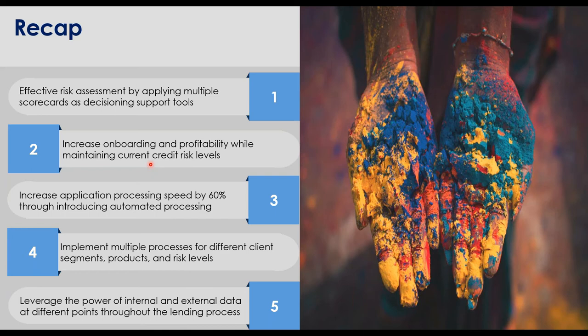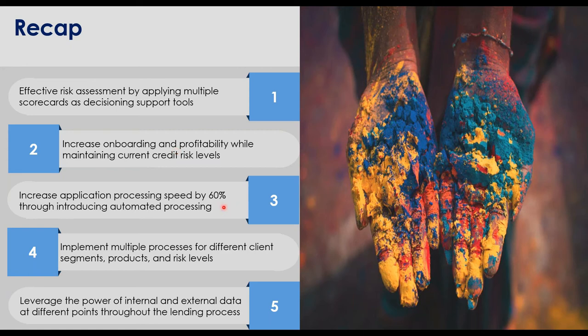The second is increase onboarding and profitability while maintaining current credit risk level. So our recommendation is: do whatever you can to increase your approval rate, but by maintaining the same level of risk. You are comfortable with the current level of risk, so try to do everything while maintaining that level, as in your P&L statements and future projections from a loss provisioning standpoint, but then increase. Because this is already budgeted in your system, that you're going to take a credit loss of this extent. Take that credit loss to that extent and then try and increase the business.